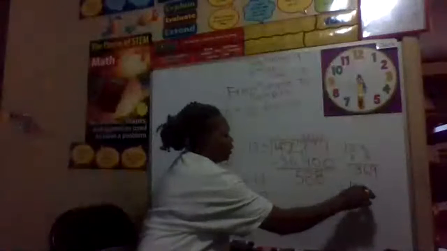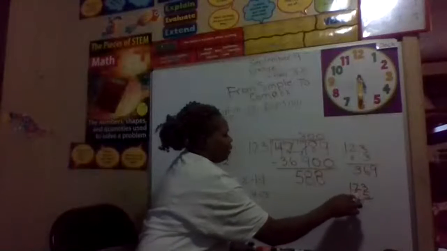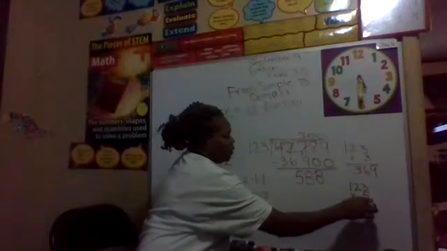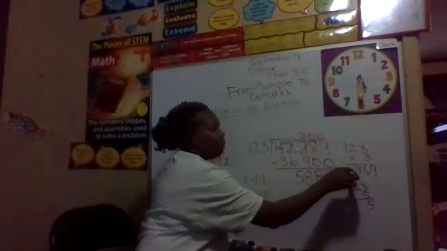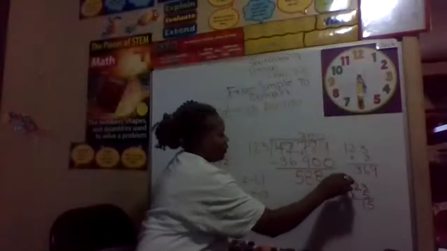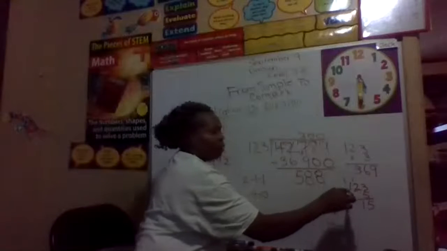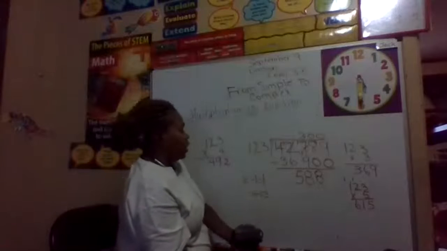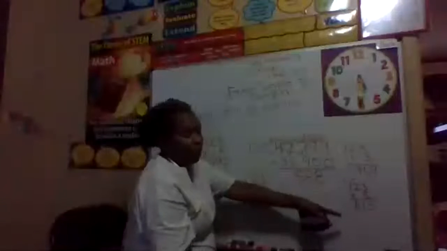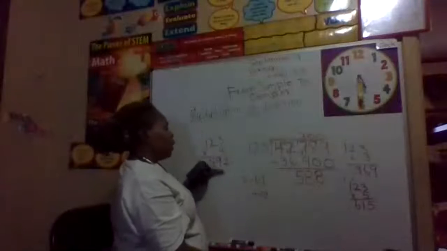123 times 5. 5 times 3 is 15. Put up your 1. 5 times 2 is 10, plus 1 is 11. 5 times 1 is 5, plus 1, 6. 615. So that is too much. So we have to go with this one.